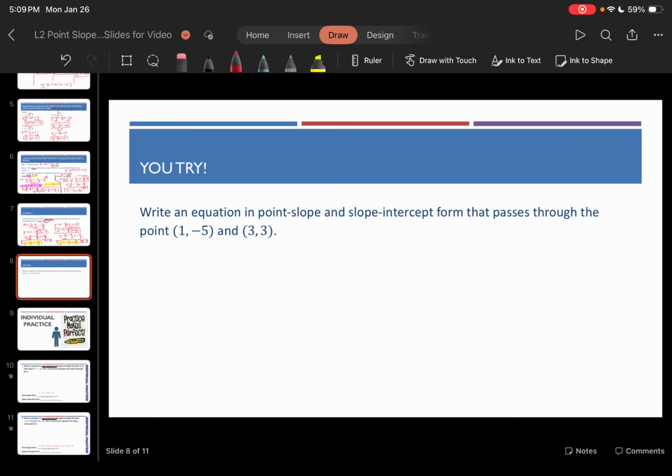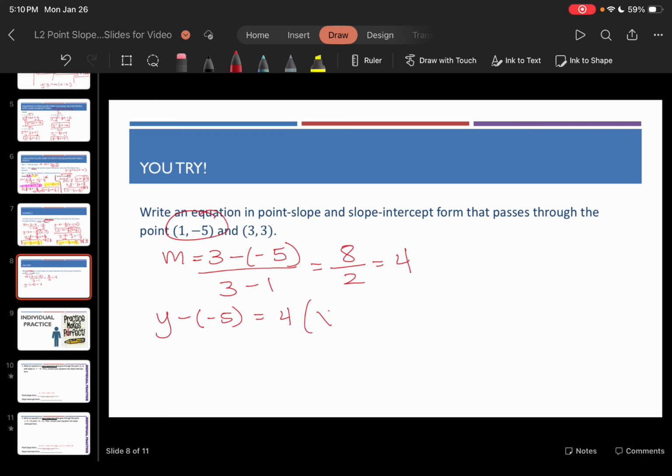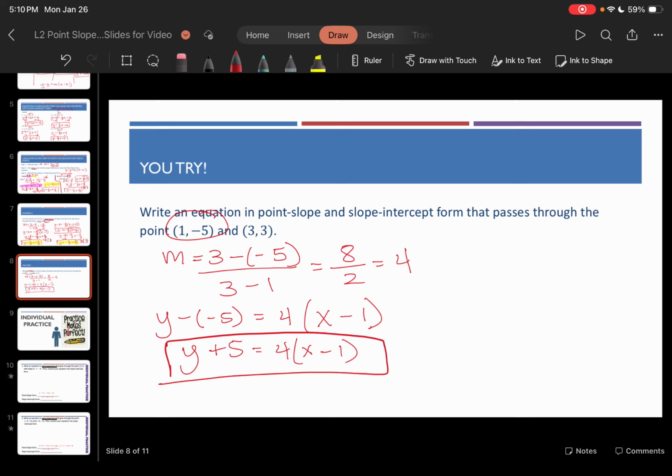Okay, again, first step, finding the slope. 3 minus -5 over 3 minus 1. Minus a negative becomes a positive, right? So that's actually an 8 over 2, which is a 4. Finally, we don't have a fraction. That's nice. And I'll just pick this point. So y minus -5 equals 4 times x minus 1. So this becomes plus. So there's your equation in point slope form.